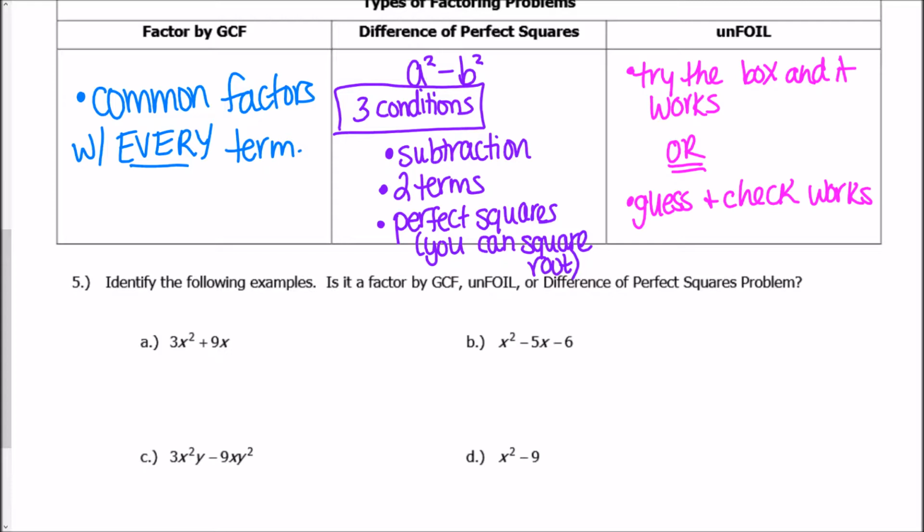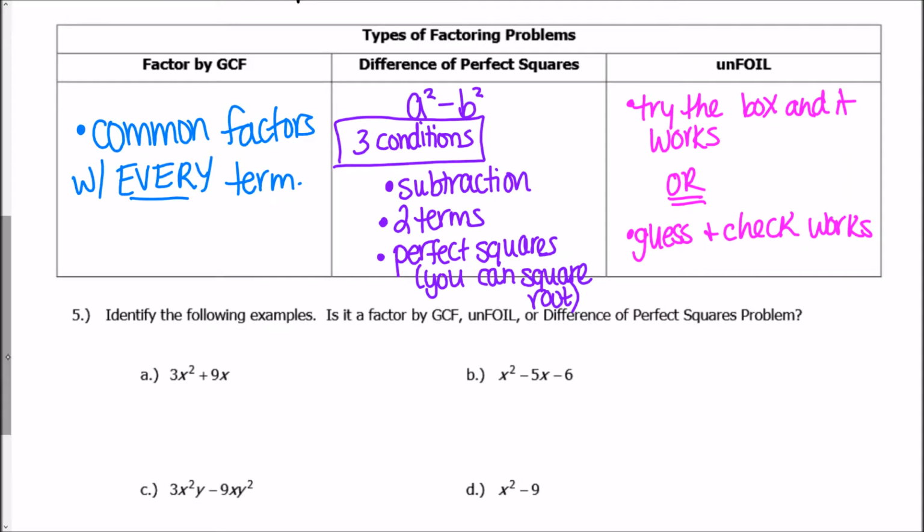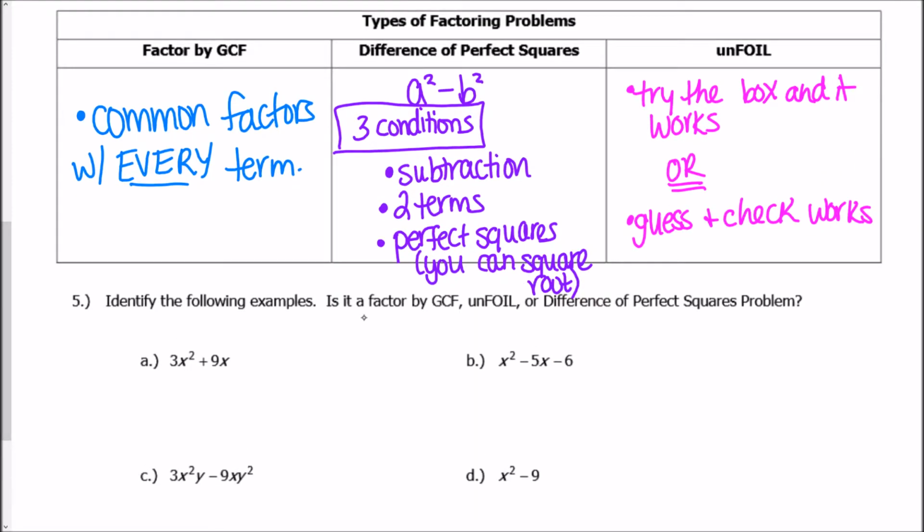Okay? So let's take a look at question number 5. It says, identify the following examples. Is it a factor by GCF, an unfoil, or difference of perfect squares problem? So we're going to go through each one of these to see what type of a problem it is. So the first one is factor by GCF. So I'm going to look at A, and I'm going to see, is there anything in common with 3 and 9, and with x squared and x?